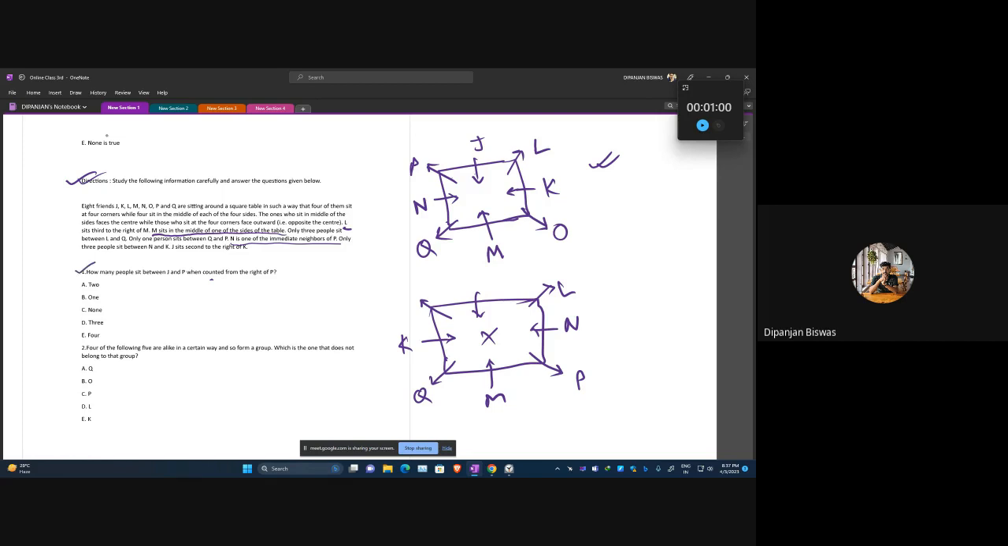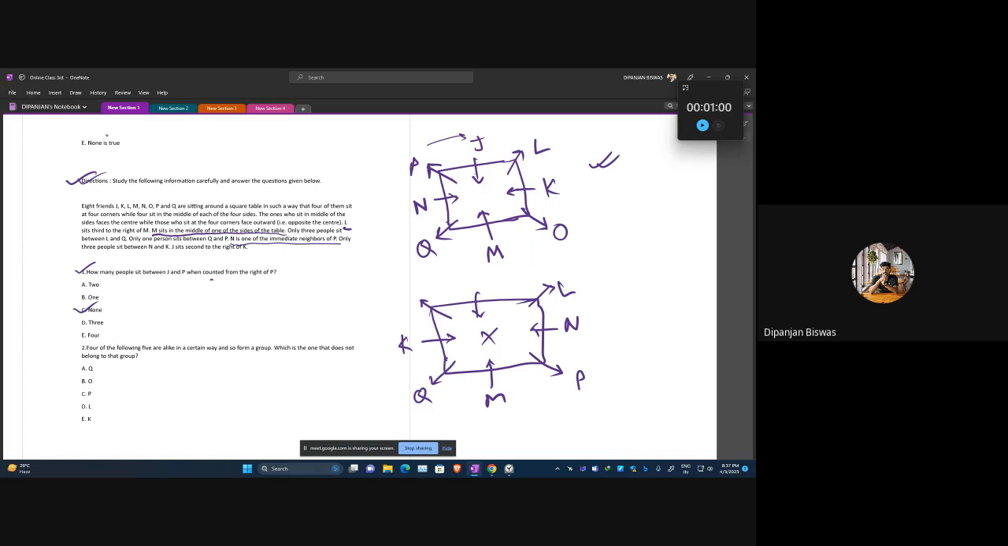Moving towards the question: how many people sit between J and P when counted from the right of P? P is facing outwards, so right of P should be in this direction only. Counting from the right of P, how many people sit between J and P? No people are sitting between J and P. As you can see, P and J are immediate neighbors, so none should be the answer.